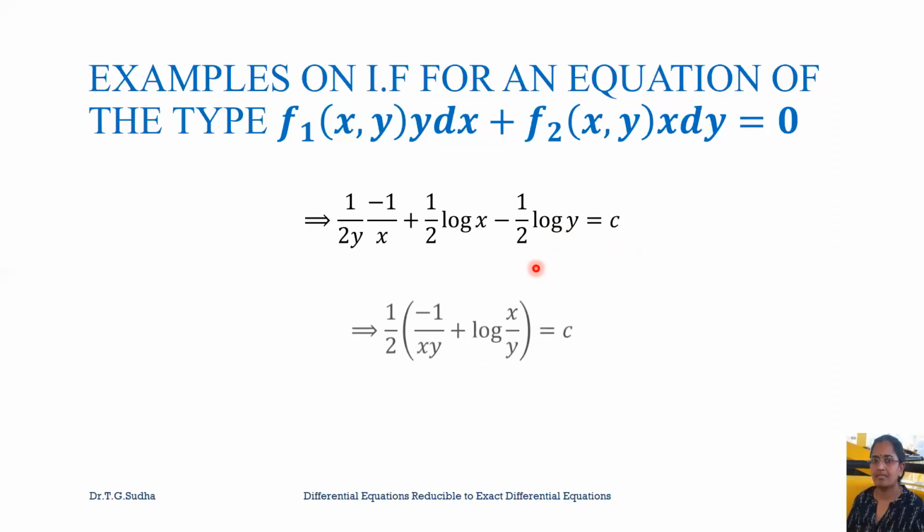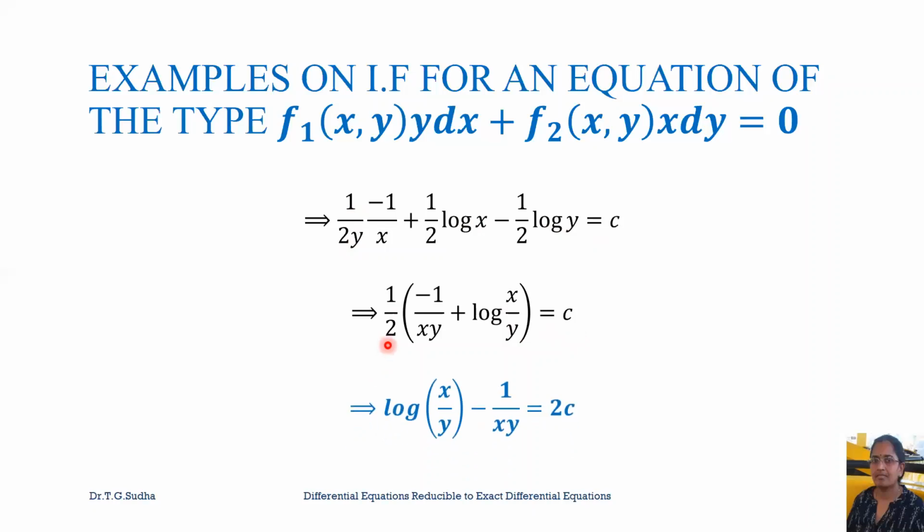Now we can remove half common throughout on the left hand side and we can combine these two logarithmic terms together to get 1 by 2 into minus 1 by xy plus log of x by y equal to c. Here you can cross multiply this 2 to the right hand side and write this expression as log x by y minus 1 by xy equal to 2c. And this is the solution to the given differential equation.